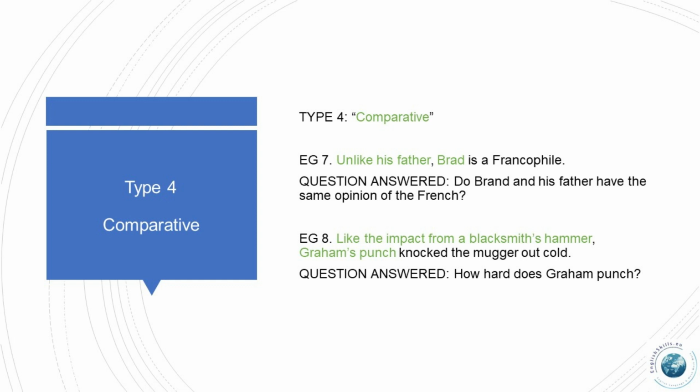Question 8. Like the impact from a blacksmith's hammer, Graham's punch knocked the mugger out cold. If you're not sure of any of those pieces of vocabulary, pause the video, add it to your list. Great opportunity to increase your vocabulary. How hard does Graham punch? That's the question. It's a very colourful introduction, like the impact from a blacksmith's hammer. That's a hard impact. The punch knocked the mugger out cold. Very simply speaking, Graham's done his good deed for the day.